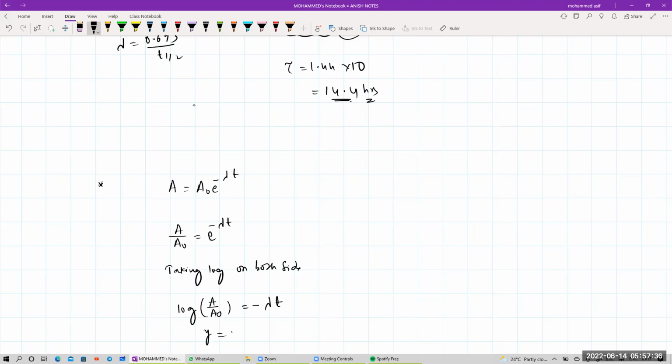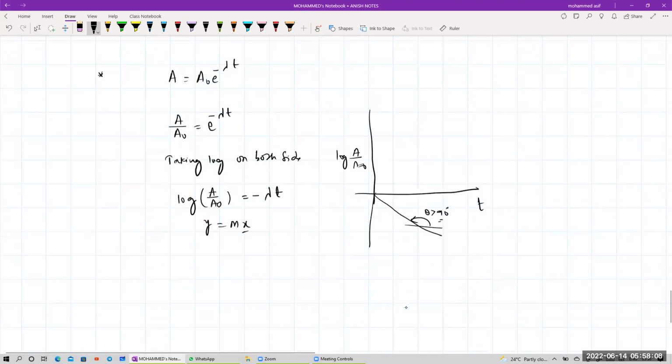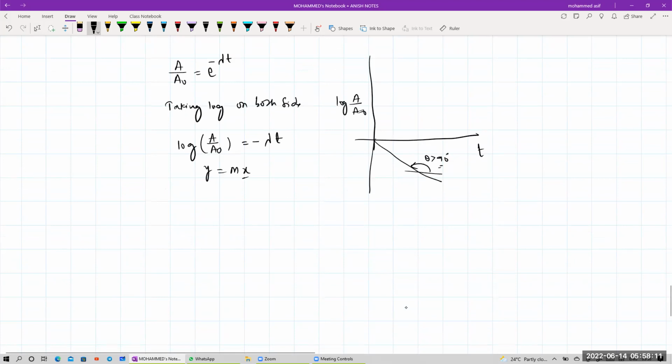Compare it with y equals m into x. So what will its graph look like? On the y axis we take log of A by A naught and on the x axis we take time, then the slope is negative. So with negative slope, we can draw it like this, starting from the origin, because the angle theta is greater than 90 degrees. So the graph of log A by A naught versus time will be a straight line, but in the fourth quadrant. Clear?